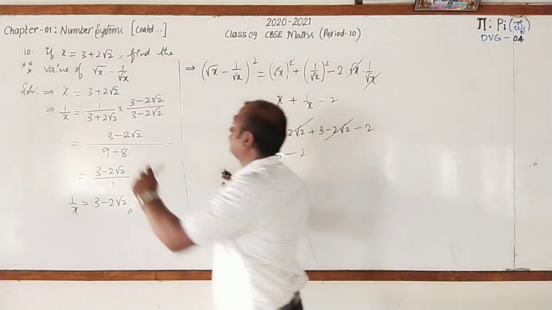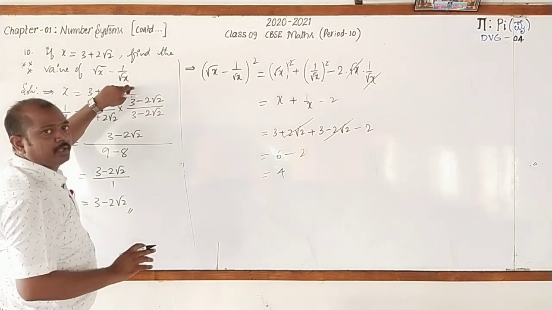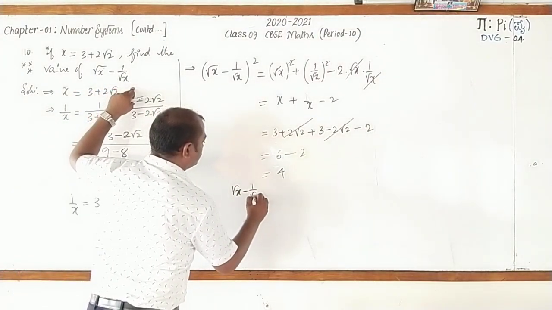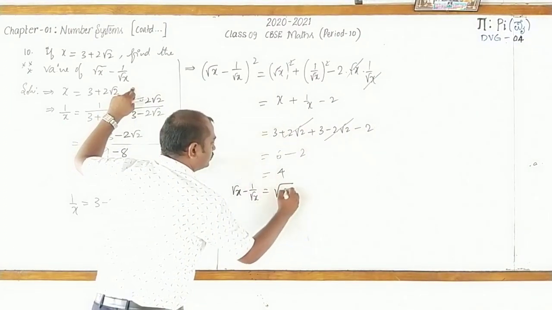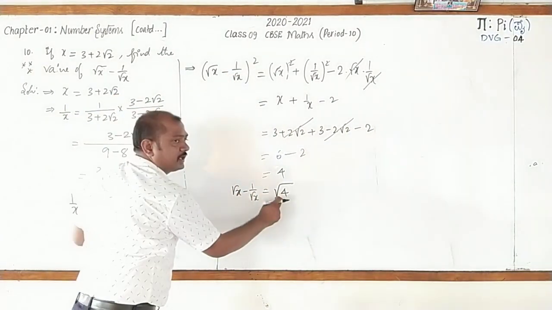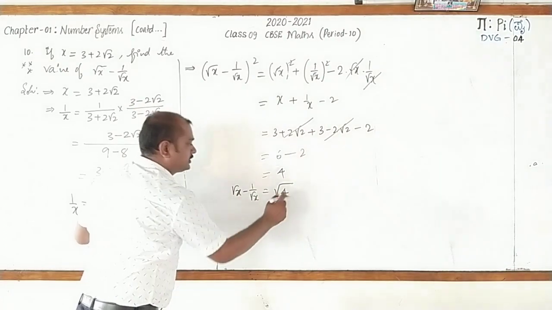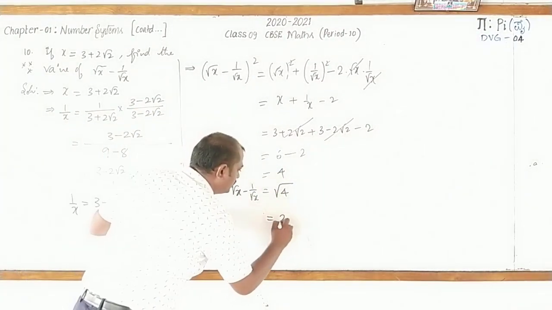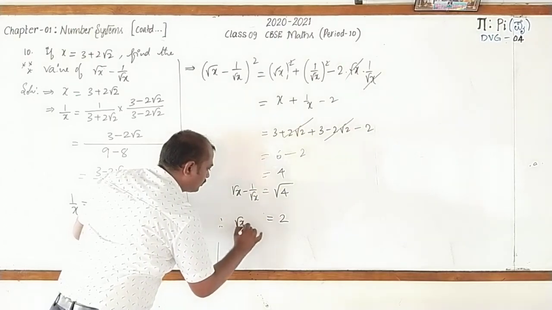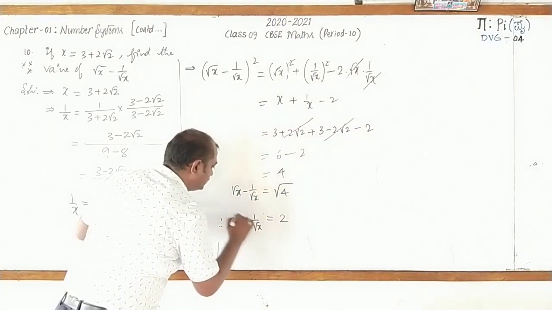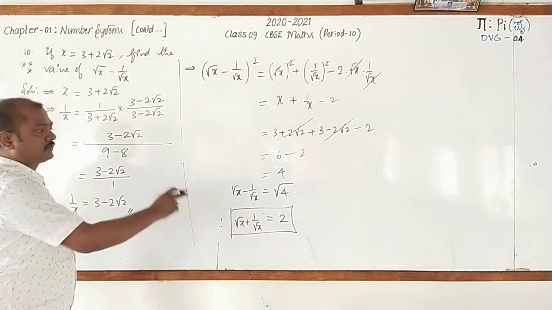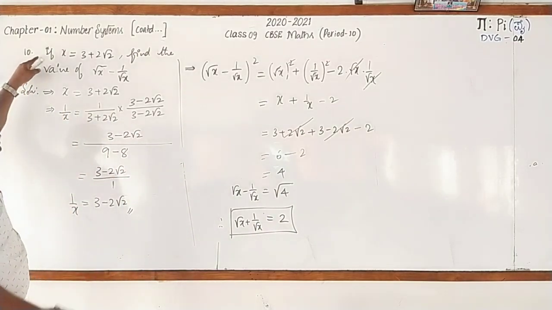We want the value of root x minus 1 by root x only. Hence, I write root x minus 1 by root x as square root of 4. Square is taken as root of RHS. What is square root of 4? It is 2. Therefore, the value of root x plus 1 by root x is 2. Got it? Let's go for copying from here to there.